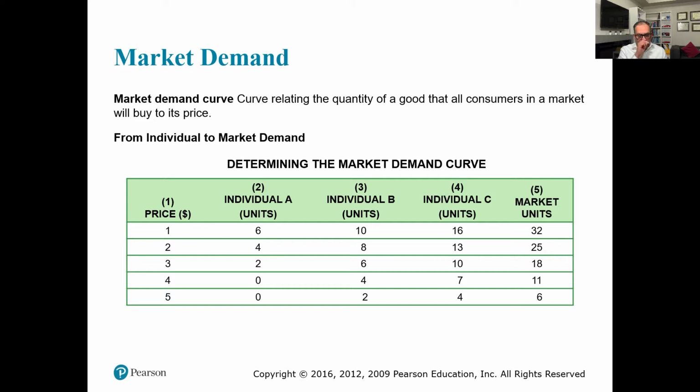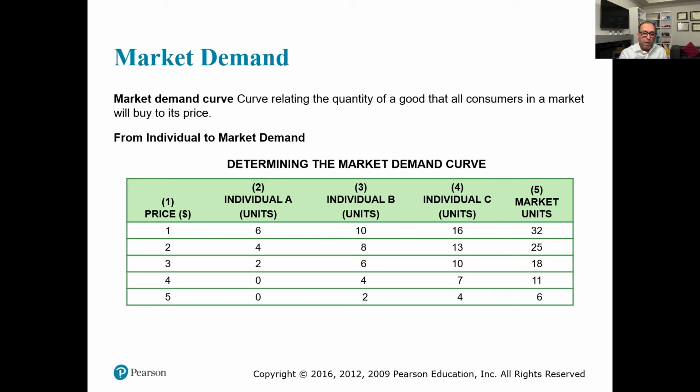So here is an example. If you look at it, there are three individuals, A, B, and C, and they have different demands at different prices. If the price is $1, individual A demands 6, individual B demands 10, and individual C demands 16. Altogether, if the market is only composed of these three individuals, the overall market demand is 32 at the price of $1. Same when we study if the price is $2: A is willing to buy 4, B buys 8, and C buys 13, and altogether it's 25.